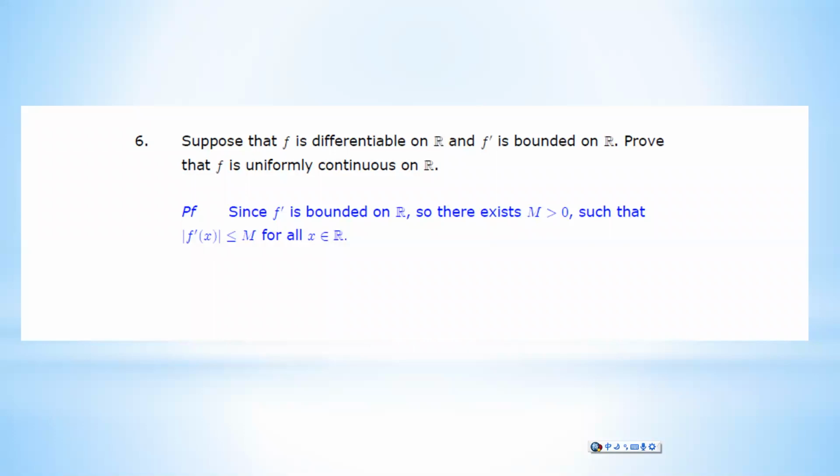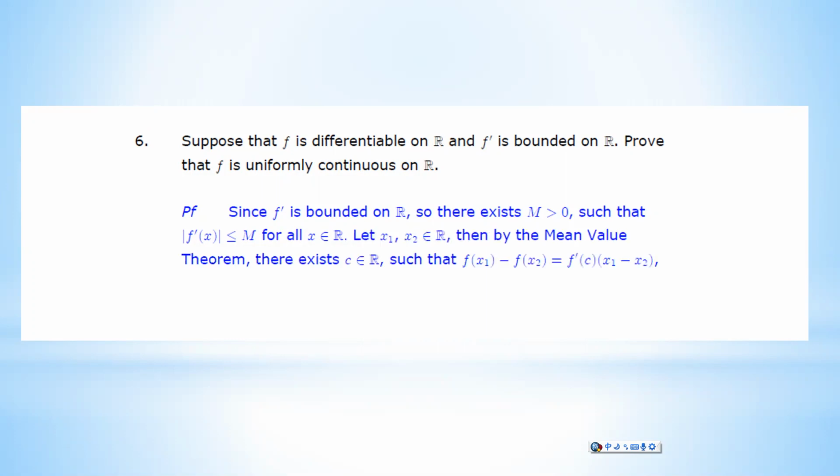Now, since f prime is bounded, we may assume that there is an M such that the absolute value of the derivative is always less than or equal to M for all x. Okay, so this is the assumption we can have. It follows as a direct consequence of the assumption that f prime is bounded. And now we're going to apply the mean value theorem.